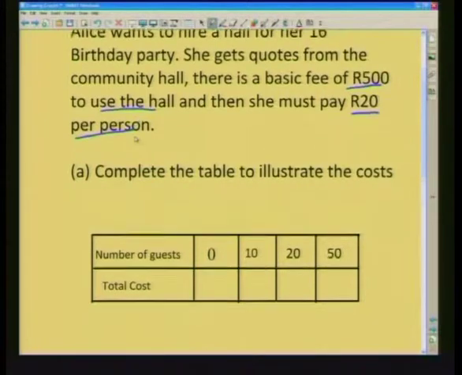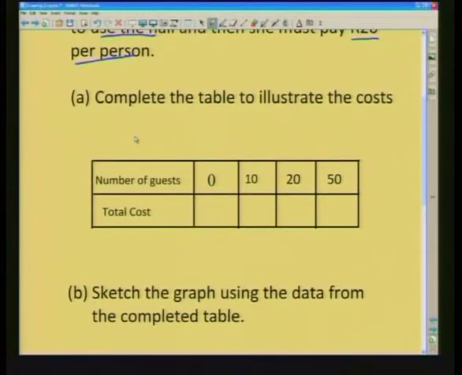Now the first part of the question, you will often find that if you need to use a table, this question will be broken up for you. So the first part says, complete the table to illustrate the costs that she's going to pay. Remember, she has to pay 500 Rand to use the hall before anyone's arrived. So she pays 500 Rand, that's a standard fee.